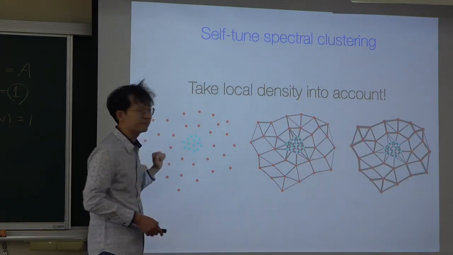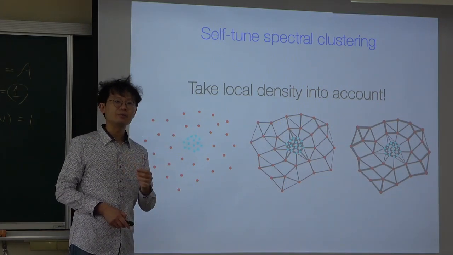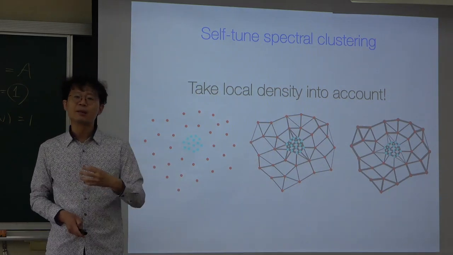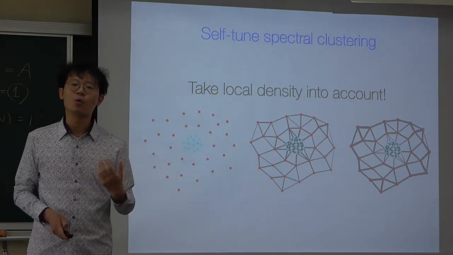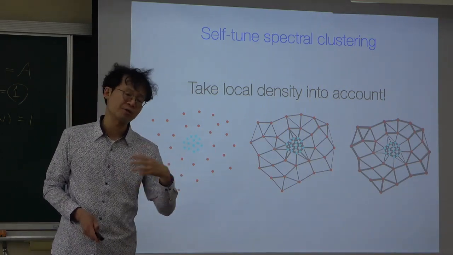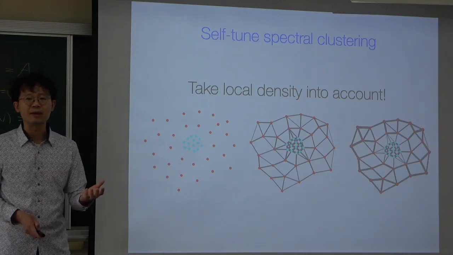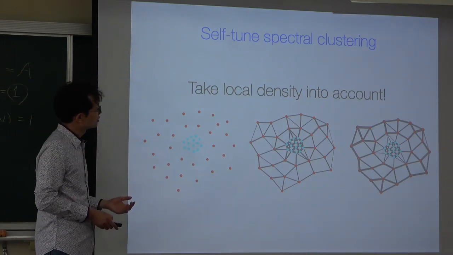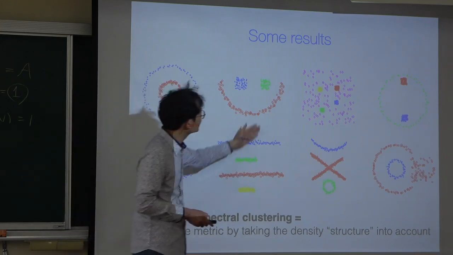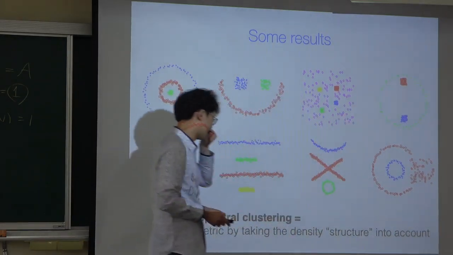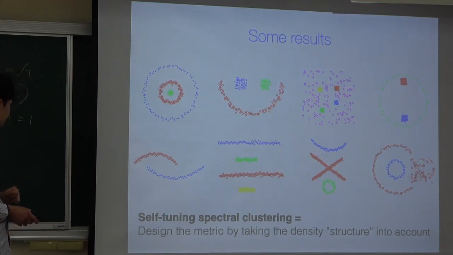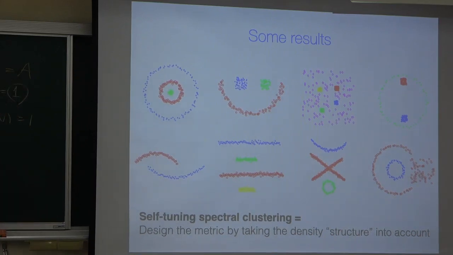The basic idea is very simple. They determine the bandwidth using the local density of the data, and they use this kind of density-aware bandwidth to construct the graph Laplacian and the spectral embedding before the k-means. So the result turns out to be quite nice. You can see almost everything can be well clustered. Yeah, the algorithm is actually very simple.